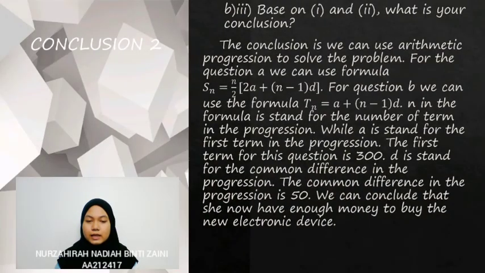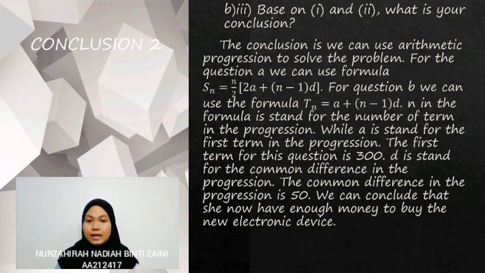My name is Nurzahirah Nadia binti Zaini. The conclusion for question 2 is we can use arithmetic progression to solve the problem. For question A, we can use the formula Sn equals n per 2 open bracket 2 multiplied by A plus open bracket n minus 1 close bracket multiplied by D close bracket. For question B, we can use the formula Tn equals A plus open bracket n minus 1 close bracket multiplied by D.